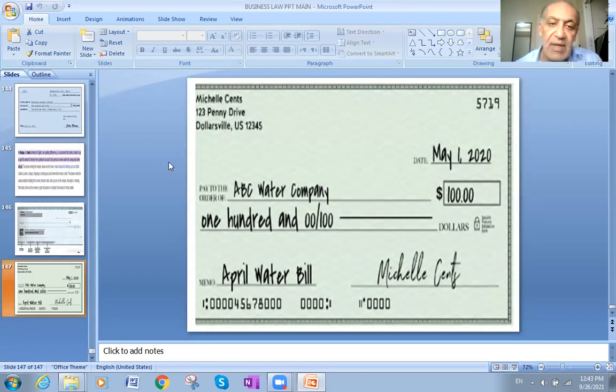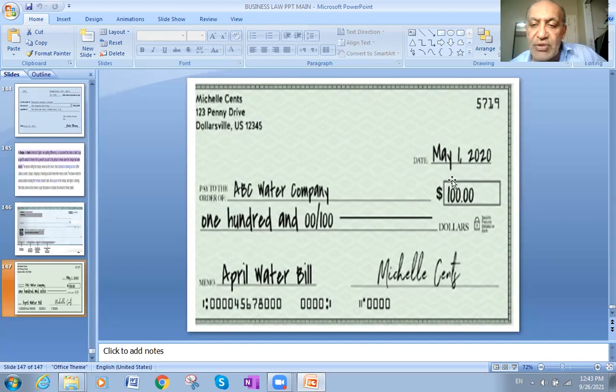Again, I'm saying the drawer's name is here, his signature is down. And here is the check number. Here is the check date, which means that you cannot go to cash it before this date. And then pay to the order of, this is the name of the payee. The payee is the person or the company or the entity who will cash the check.